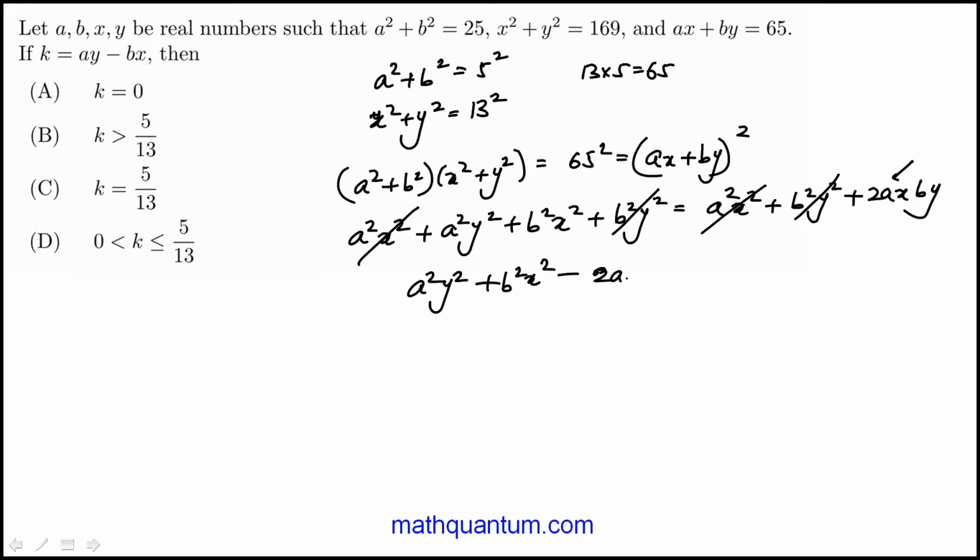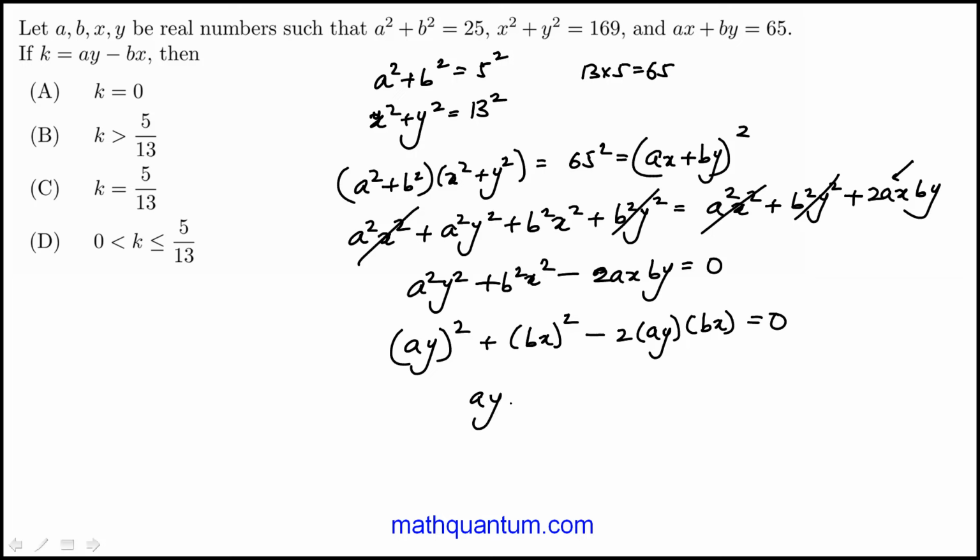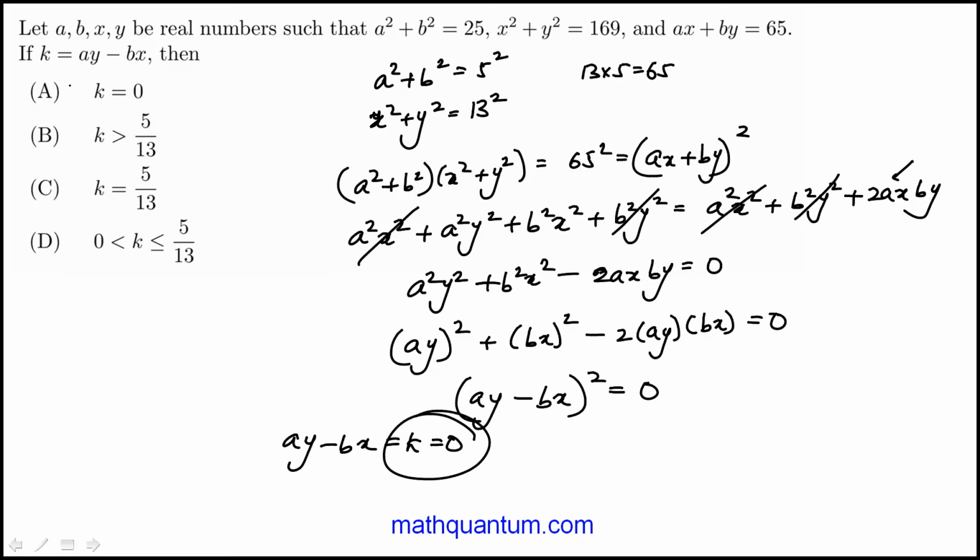I get minus 2axby equals 0. Now you have to pay attention that I can square these, and you'll see ay and bx are precisely here. You just have to kind of reorder them. And that means this is no different than the square of this identity. And if that's equal to 0, that means ay minus bx, which is really k, is 0. So the answer is A, but I think this is a really hard question.